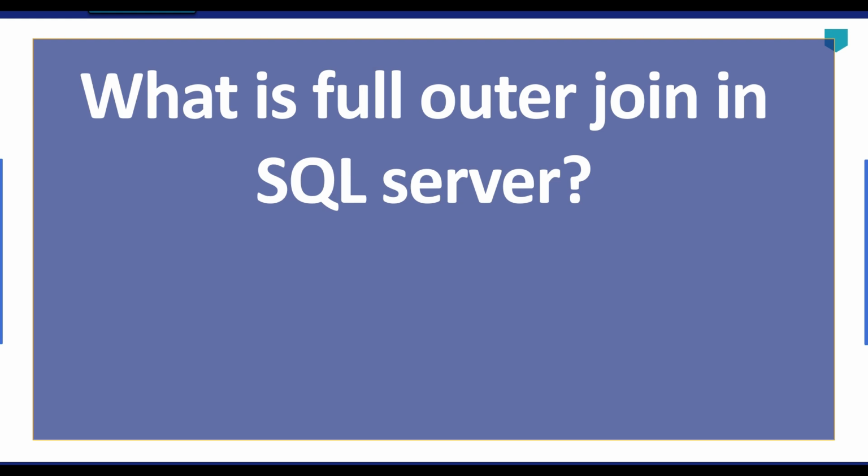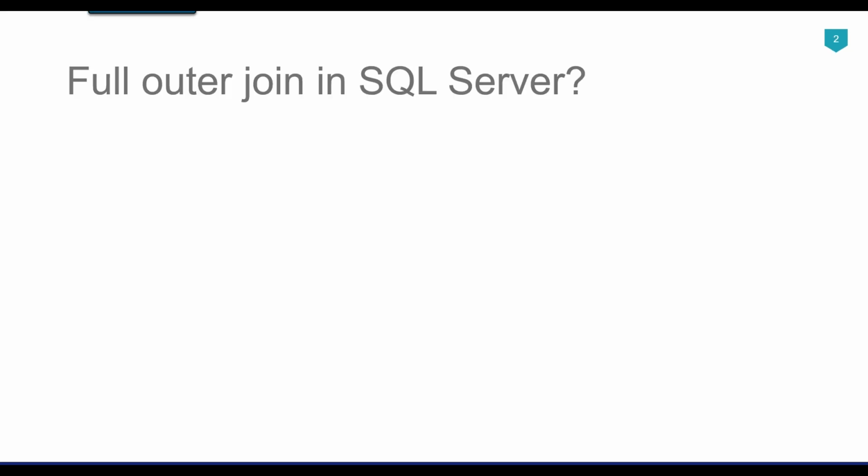what is a full outer join in SQL Server. So the agenda of today's video tutorial is that we will look at the full outer join in SQL Server. A full outer join in SQL Server is used to join two tables together and it fetches all data from the left side and all data from the right side.